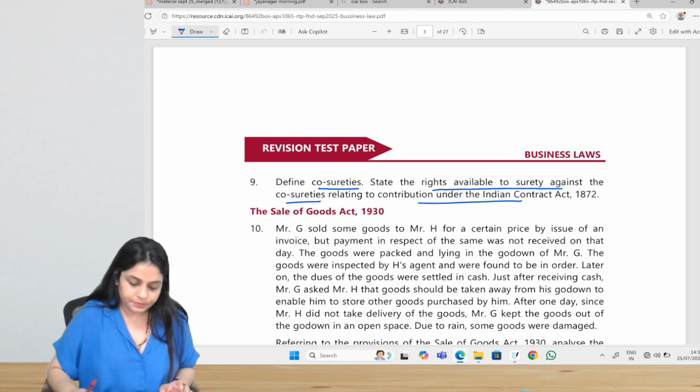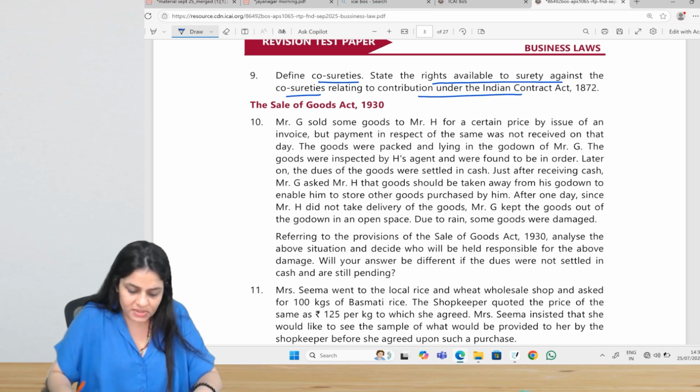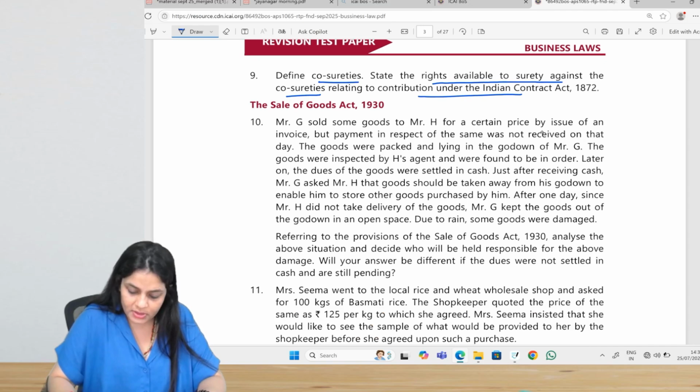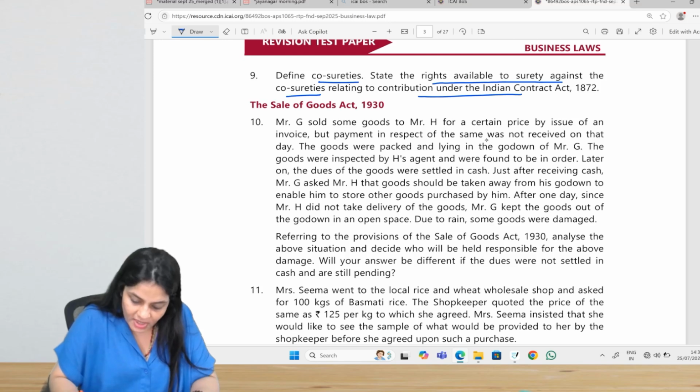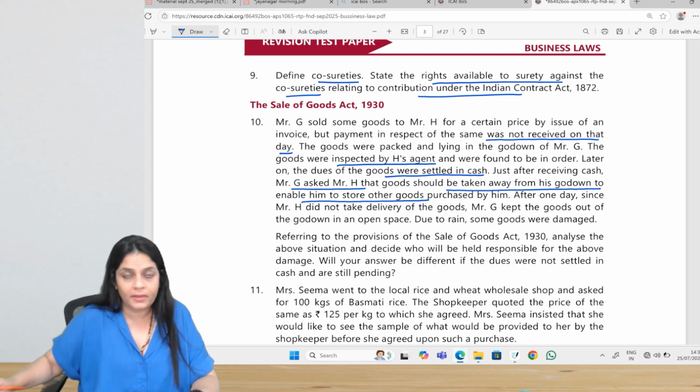Okay, so moving on to the Sale of Goods Act. Mr. G sold some goods to Mr. H for a certain price by issue of an invoice, but payment in respect of the same was not received on that day. The goods were packed and lying in the godown of G. The goods were inspected by H's agent and were found to be in order. Later on, the dues of the goods were settled in cash. Just after receiving the cash, G asked H that the goods should be taken away from his godown to enable him to store some other goods purchased by him.